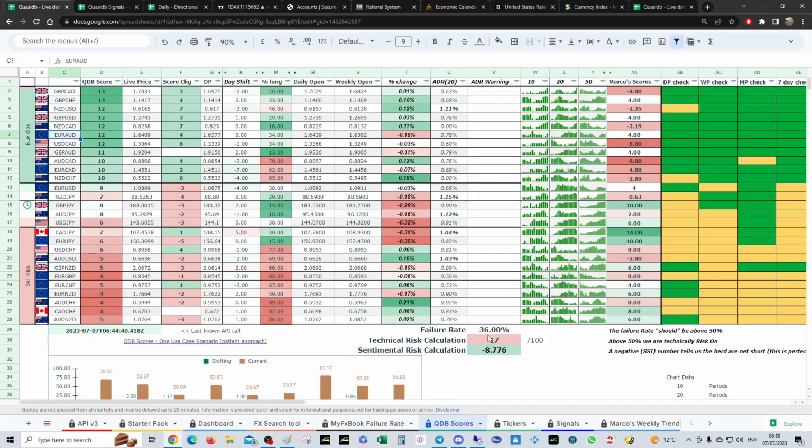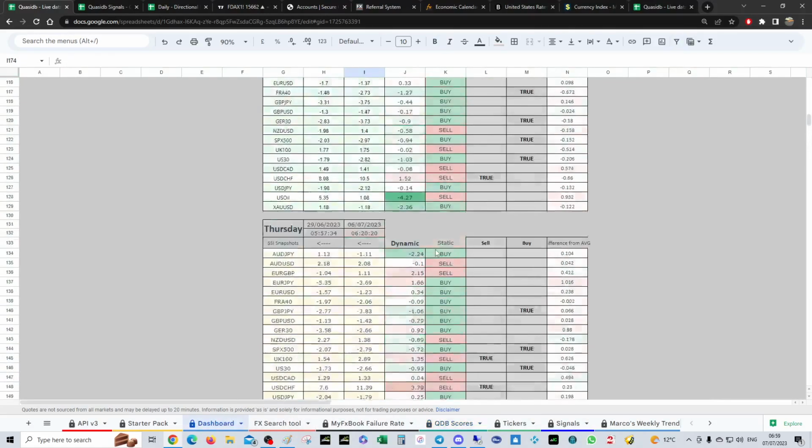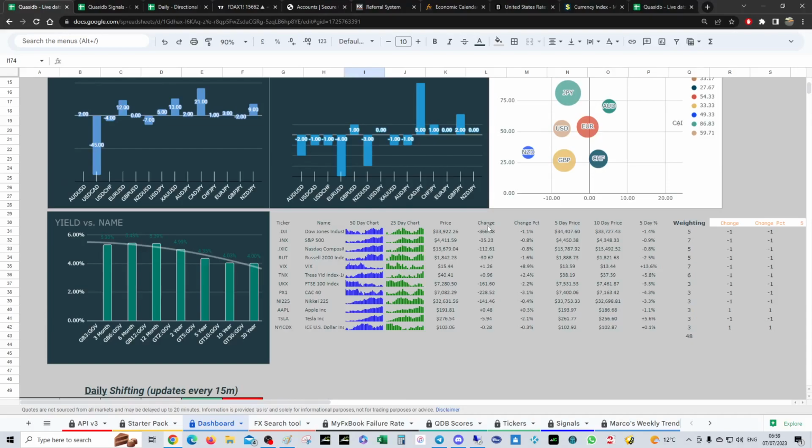Our failure rate is poor, but that's fine. I was going to say the risk calculation is really poor. We were 89 on Friday before Independence Day, the weekend prior to the bank holiday. 89 out of 100. We're now at 17. The reason for that is because we had that data. On the dashboard, if you scroll up, we can see the Dow Jones plunged 366 points, S&P fell 35 points, Nasdaq 112. All of these negative performances are impacting our score because we've got our weighting on it as well.